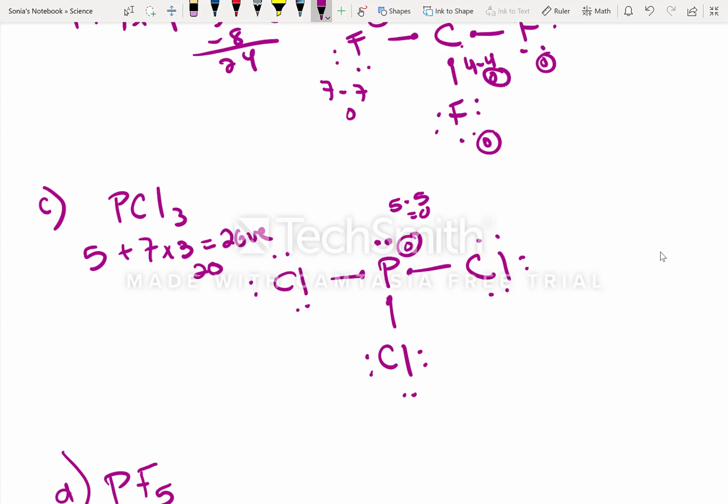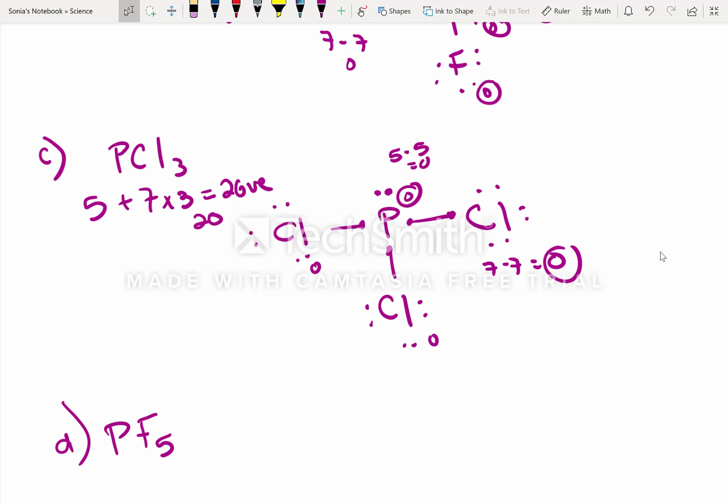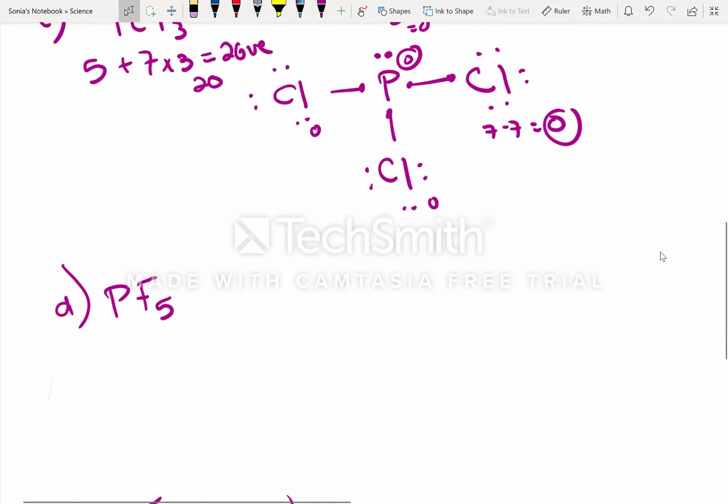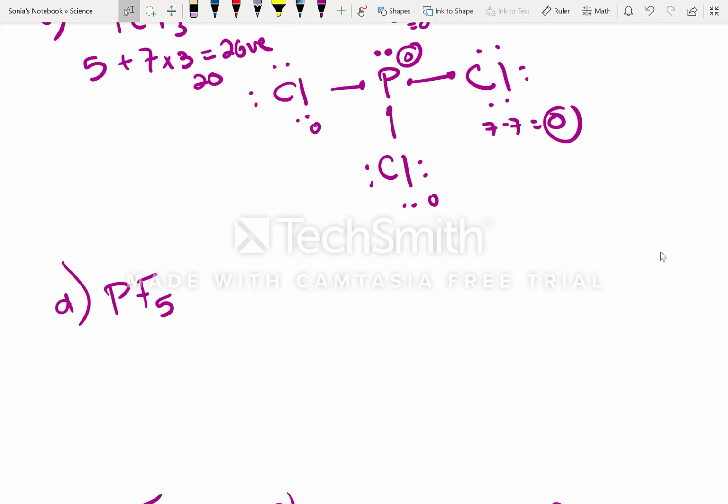Now let's do chlorine. And again, we're only going to do 1 chlorine. We're not going to do the rest because the other 2 are going to be the same, as they are bonded the same way. So chlorine came in with 7. It now has 1, 2, 3, 4, 5, 6, 7. 7 minus 7 gives us a 0. And that's our formal charge for our chlorine. And this is all looking like a good molecule because there's no plus 2s or plus 3s or plus 1s, and everything looks good. Now let's do PF5.